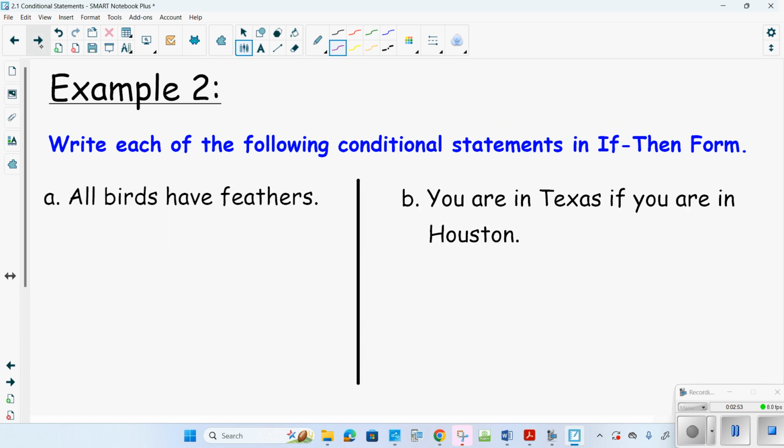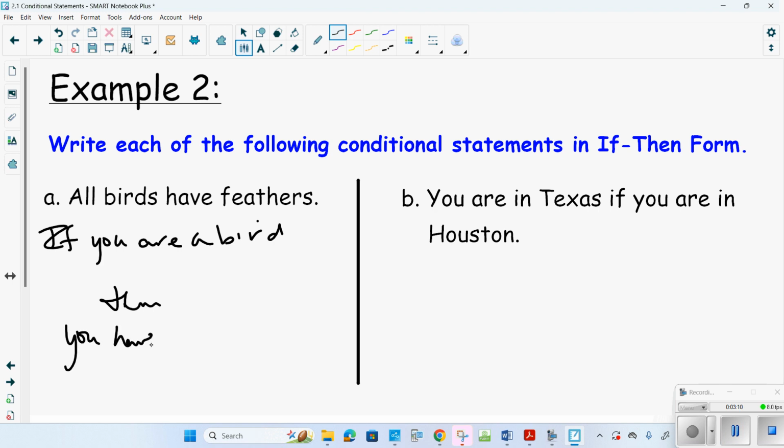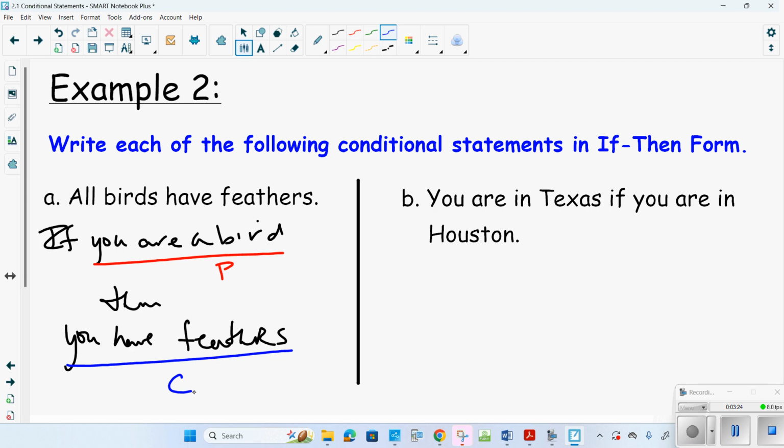Rewrite the conditional in if-then form. All birds have feathers. Well, so if you are a bird, then, and I apologize for my handwriting, you have feathers. The if part, you are a bird, is your P, or your hypothesis. The Q, or the conclusion, I'm sorry, is you have feathers.